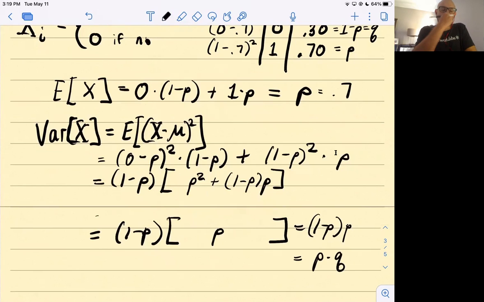Wouldn't the 0 minus p though become a negative p squared? Oh wait, it's squared. Never mind. Good, it's squared. So just a little bit of algebra there, but we find that the variance of x is p cubed. Okay.